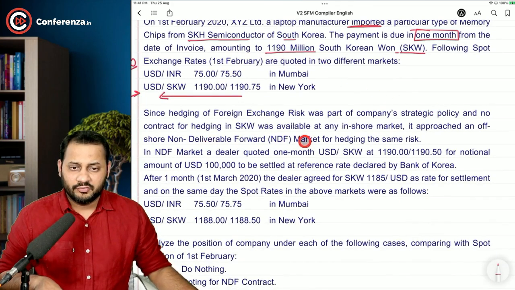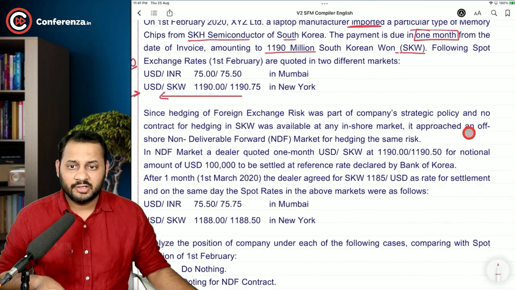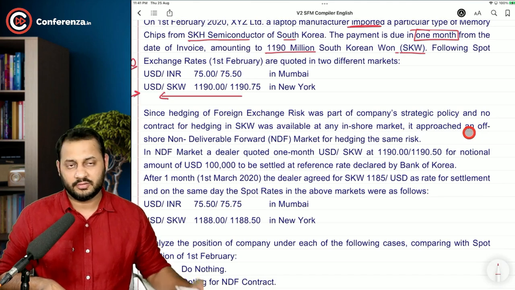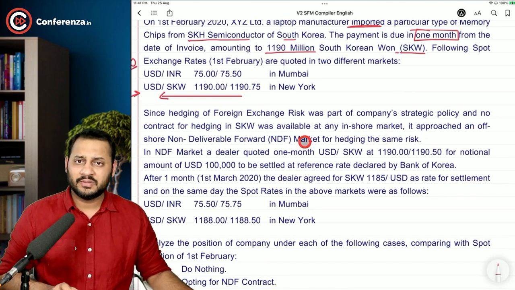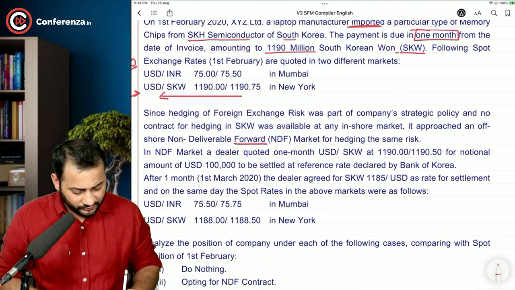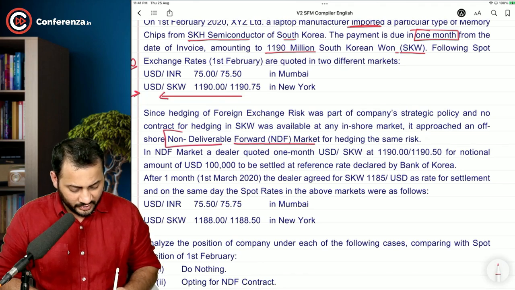And no contract for hedging is available. It approached an offshore market, out of the country. He approached someone for a non-deliverable forward market. Now what happens in the non-deliverable? This is a forward market, but it is non-deliverable.